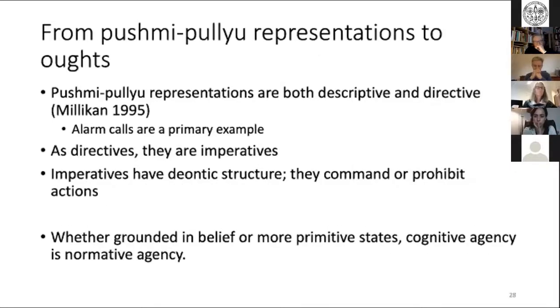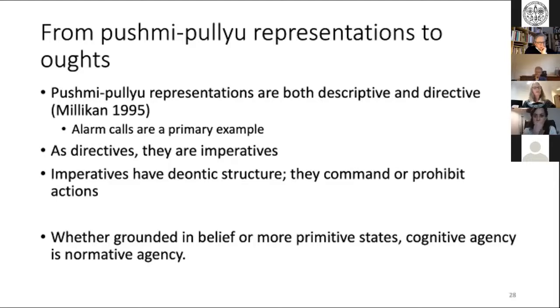at the same time that there's explicit anti-racist endorsement. And then if you aren't willing to go so far as animal beliefs, but are more fond of saying we've got something like Millikan's push-me-pull-you representations, from those we already get two oughts. Millikan gives us these cases as a kind of representation that's both descriptive and directive. An animal alarm cry would be a primary example of this. It tells you both that there's a snake up there and that you should look out for a snake. As directives, they're imperative, and imperatives have deontic structure. They command or prohibit actions.